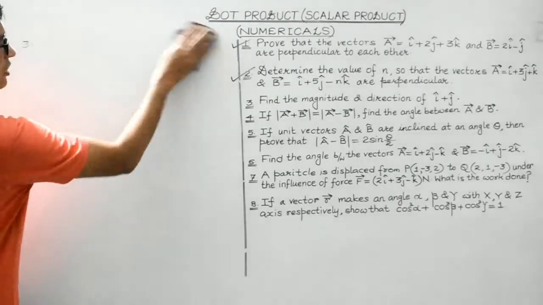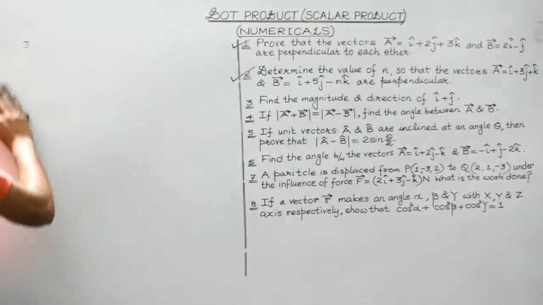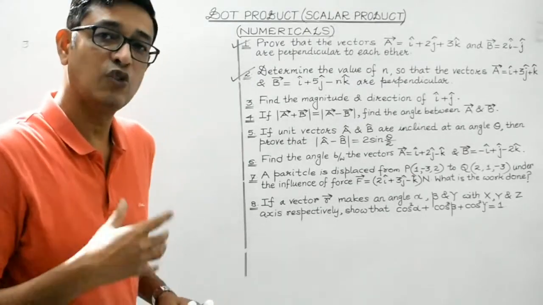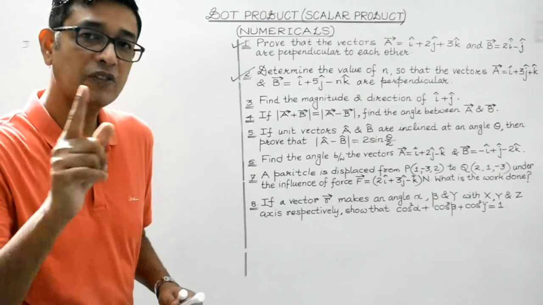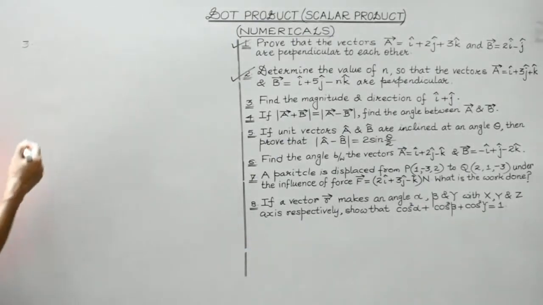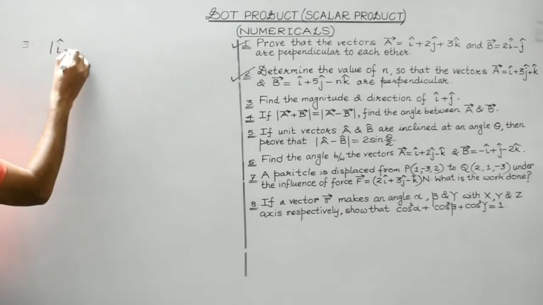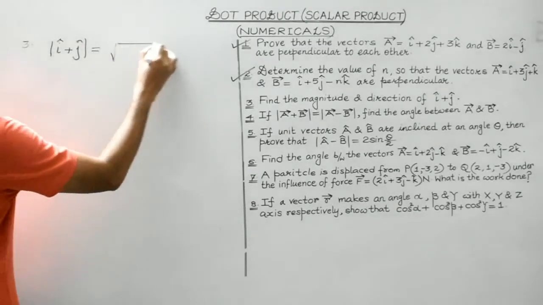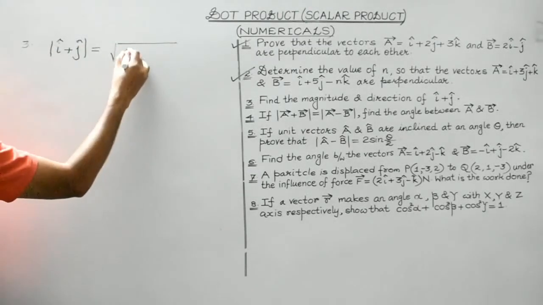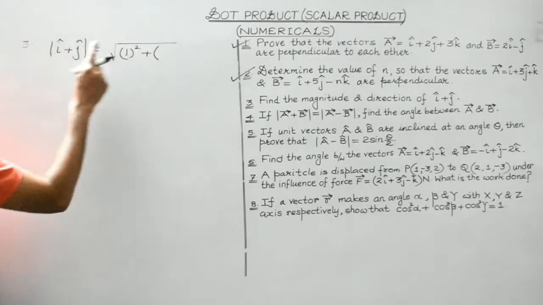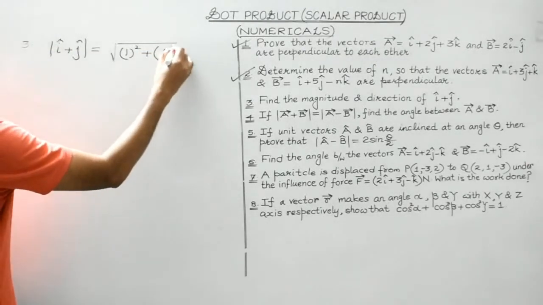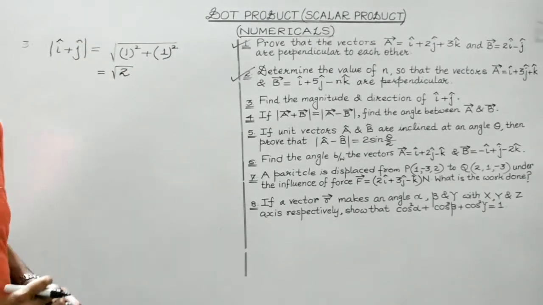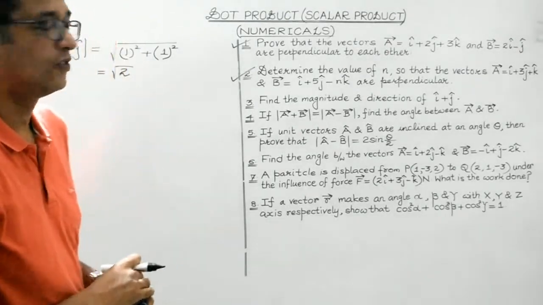Any vector which is represented in terms of i, j, k, its magnitude is given by the square root of the square of the coefficient of i cap plus the square of the coefficient of j cap plus the square of the coefficient of k cap, right? So let's find out the magnitude of i cap plus j cap. Its magnitude would be the square root of, what is the coefficient of i cap? It is 1. So square of 1 plus, what is the coefficient of j cap? Again 1. So its magnitude is square root of 2. So this is the magnitude of i cap plus j cap, right?